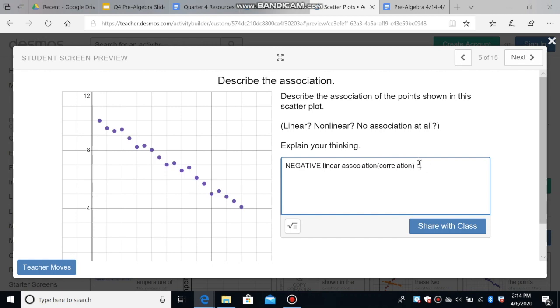And this is because as I increase on the x-axis, my y value decreases. Or again, it looks like I have that negative slope when I make that imaginary line for the pattern.